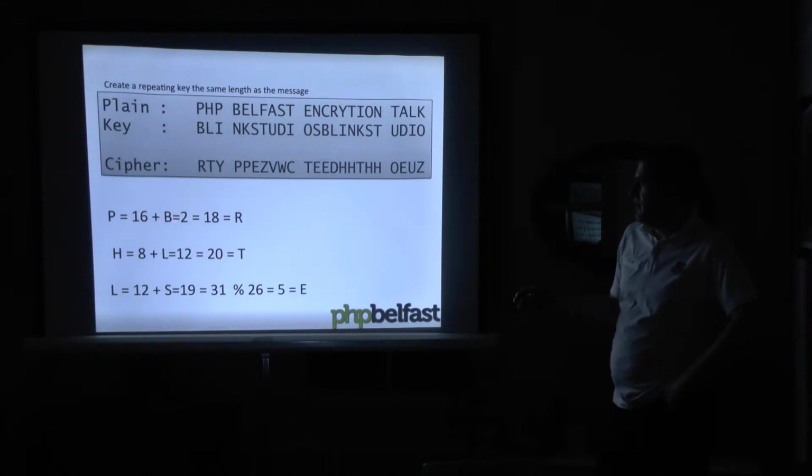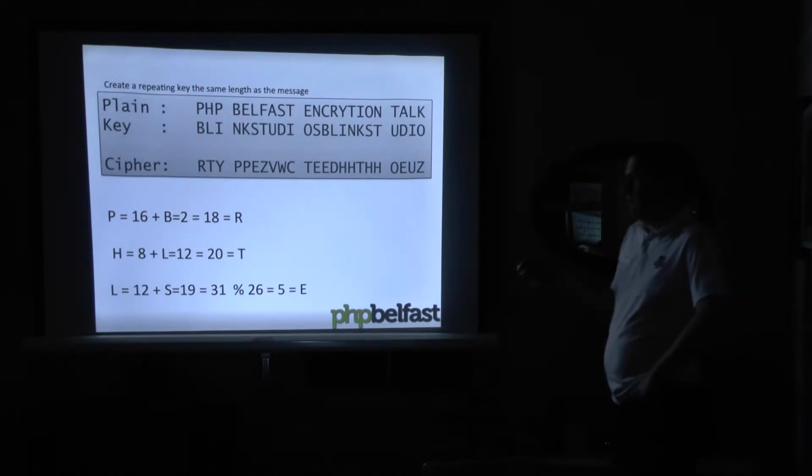Well, 16 for P, B for 2, it's 18. The 18th letter of the alphabet is R. And you carry that through. Now what you'll see then is a P here came from a B, but a P here came from an E. So the same letters don't always map to the same output, which is better than the shift cipher, but yeah, it's still not great.